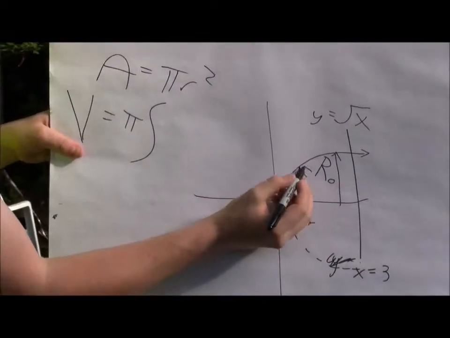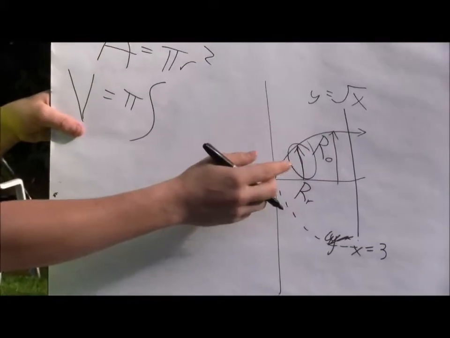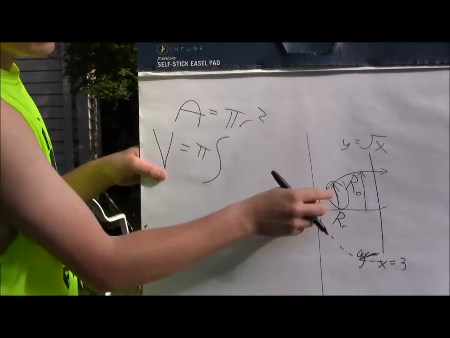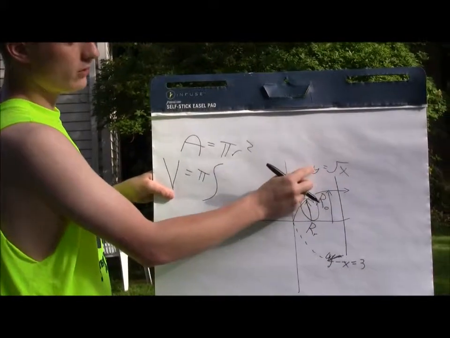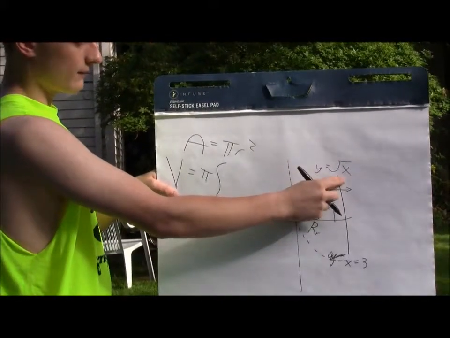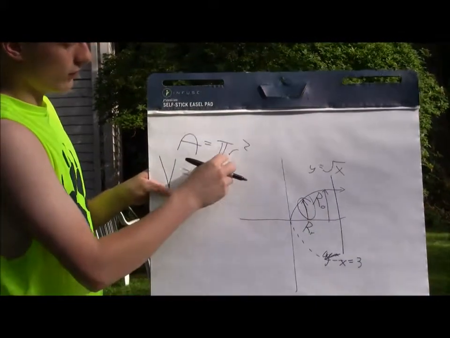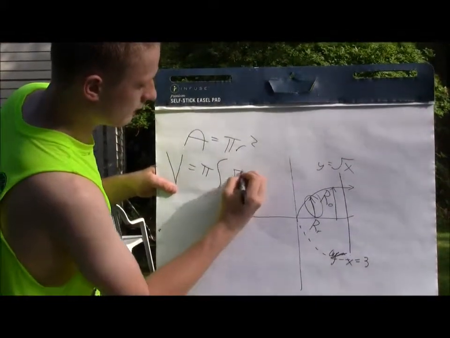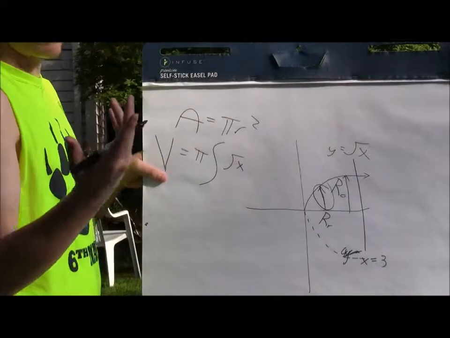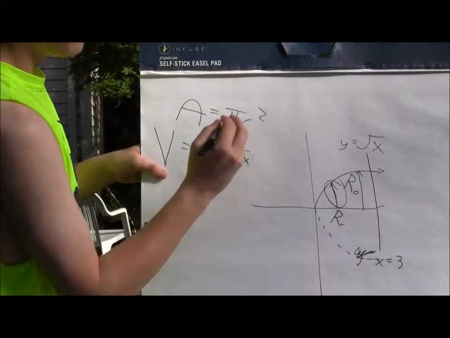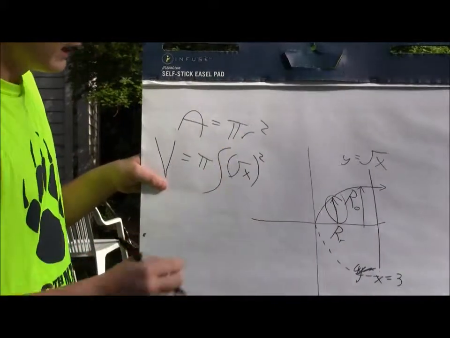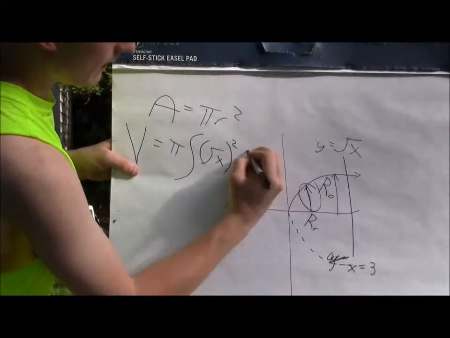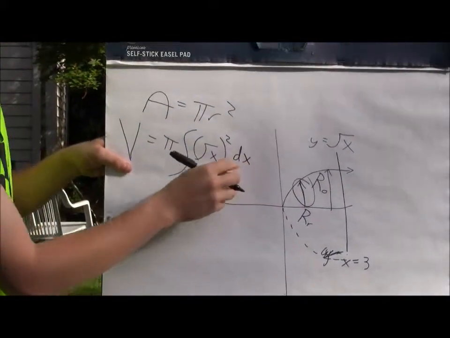So if we're calling this one of our radii, then we know what this distance is, luckily. It's just this y value, which is the square root of x. So what we're going to write inside here is just that. Well, that's our radius. It's simple. Now we have to square it, because that's part of this formula up here. And we know we're doing it with respect to x. So we write dx at the end.